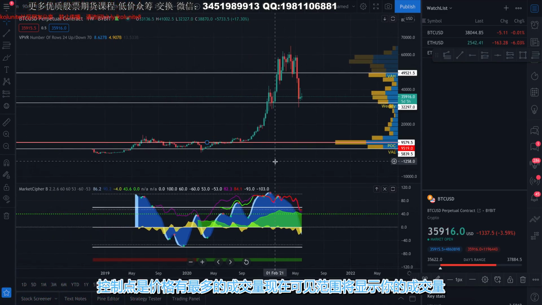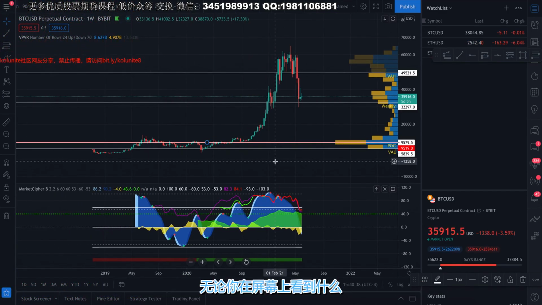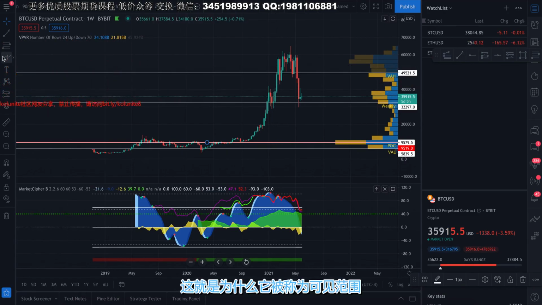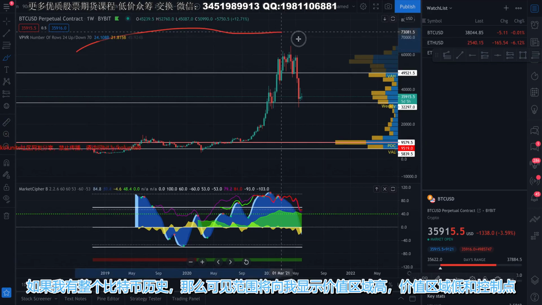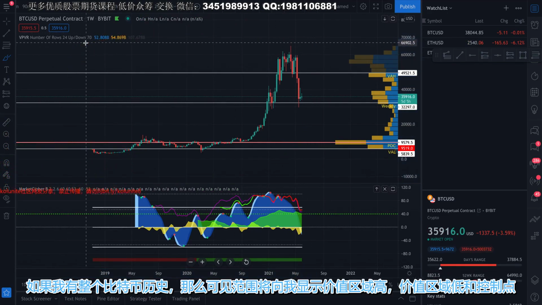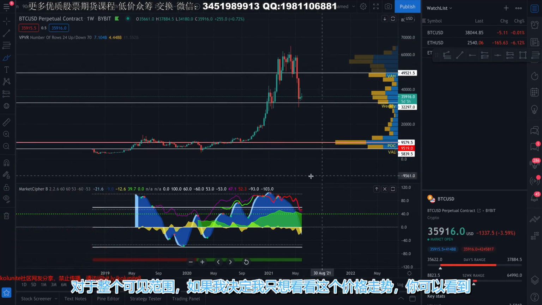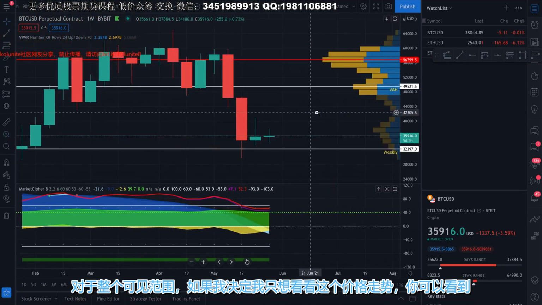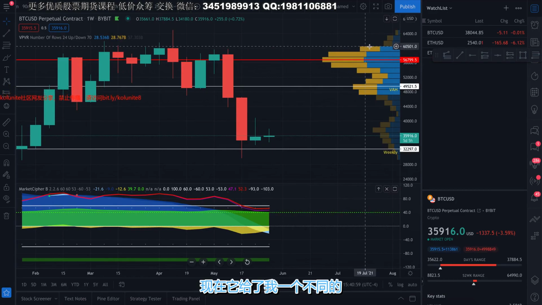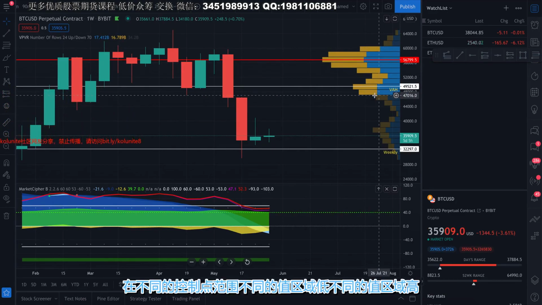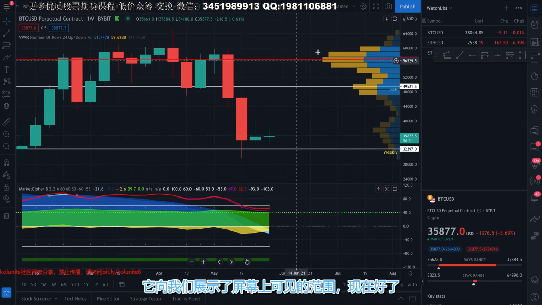Now, the visible range will show you the volume on whatever you're looking at on the screen. That's why it's called the visible range. If I have the entire Bitcoin history for Bybit pulled up, the visible range will be showing me the value area high, the value area low, and the point of control for the entire visible range. If I decide I only want to look at, let's say, this price action, you can see now it's giving me a different value area low, a different value area high, and a different point of control. It's showing us the range of whatever's visible on the screen, okay?